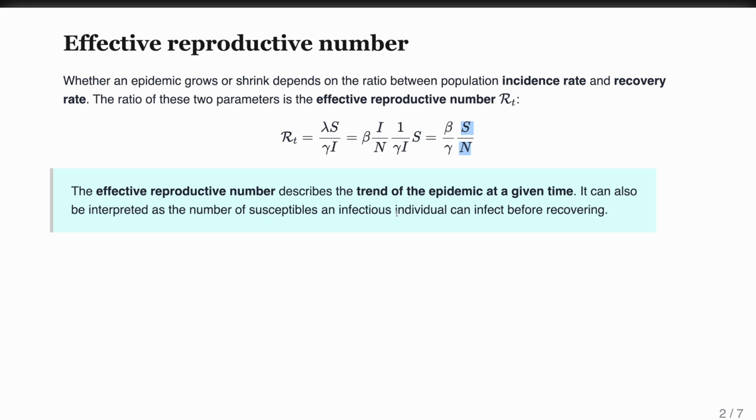So it can tell us if the epidemic is growing or is shrinking. And it also has a nice interpretation as the number of people that an infectious person can infect before he or she recovers. So for example, if we have an effective reproductive number of 2, it means that on average an infectious person is able to infect 2 more people before recovering, and so not being able to infect anymore.